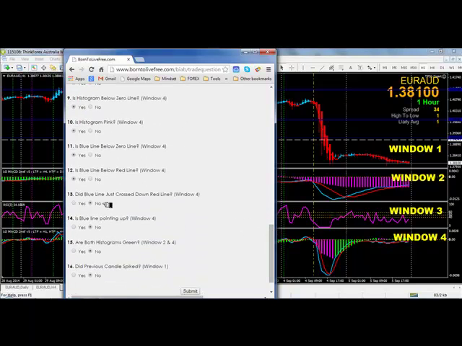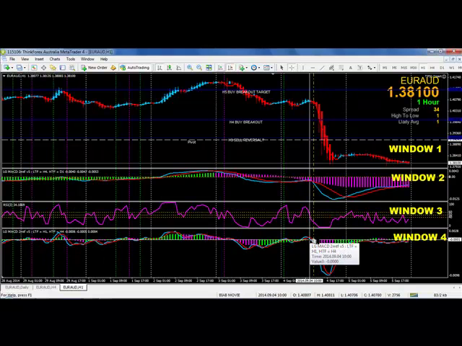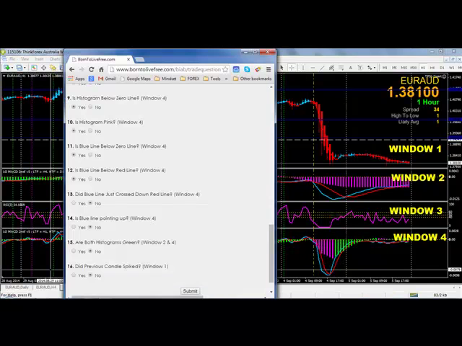Question 13. Did the blue line just cross down the red line in window 4? Now, the definition of this is it has to happen within 2 candles for it to be a valid answer. Yes, you can see it crossed here, and if you need to confirm, use your crosshairs. It crossed there, and that's within 2 candles. Yes to question 13.